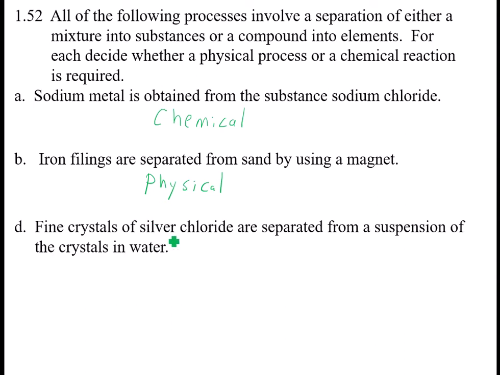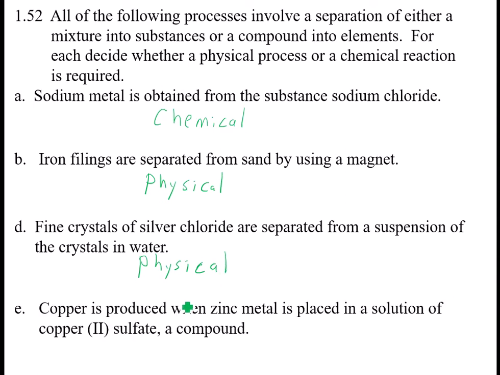Fine crystals of silver chloride are separated from a suspension of the crystals in water. So it tells you that I have crystals, and those crystals are silver chloride, and I'm removing them from water. So crystals and water are two different substances, so this is also going to be physical. Okay, and I think that's all I have for that one. Nope, I have one more. I skipped C, don't ask me why.